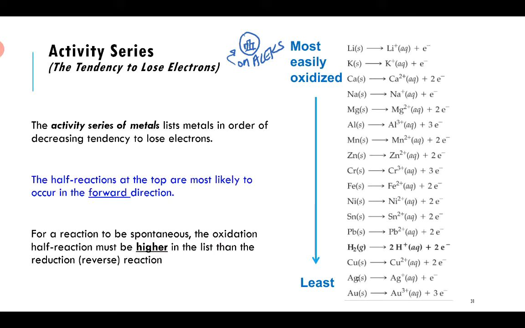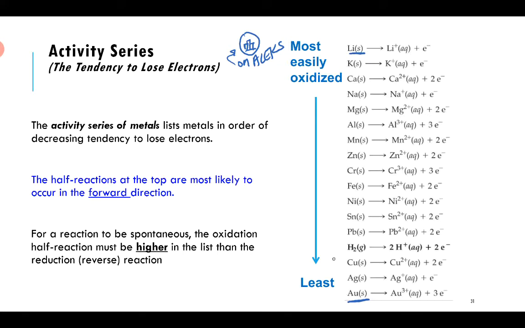But how this list is organized is the most easily oxidized metals are listed at the top. So lithium is very easily oxidized. That means it's going to be very easy to remove this electron from that lithium. On the other hand, gold is not easily oxidized. It is the least easily oxidized on this list. That means it's going to be very difficult to remove these 3 electrons from the gold.